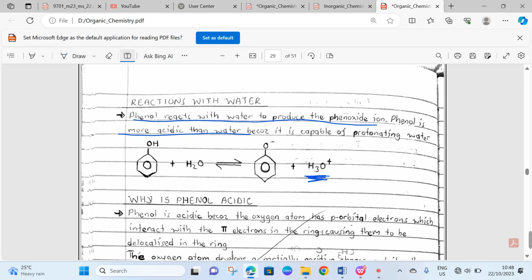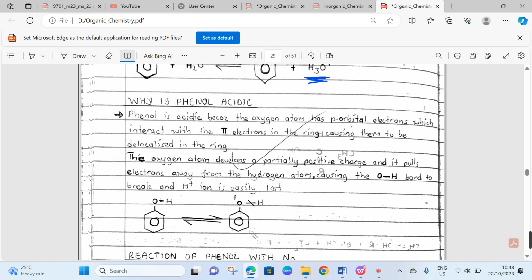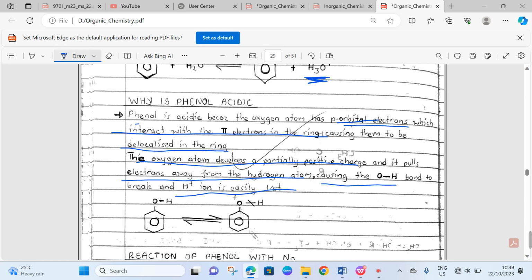Why is phenol acidic? So what happens here is this. Phenol is acidic because the oxygen atom has p orbital electrons, which interact with the pi electrons in the ring, causing them to be delocalized in the ring. The oxygen atom develops a partially positive charge and pulls electrons away from the hydrogen atom, causing the OH bond to become weak, and an H+ ion is lost easily.